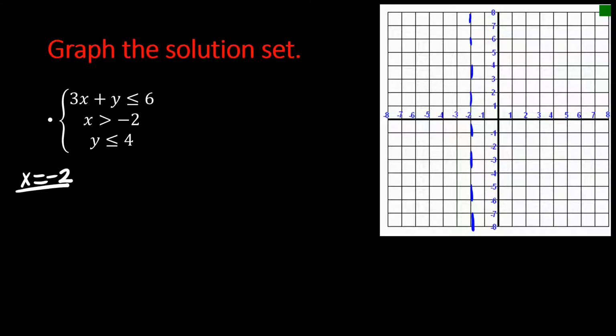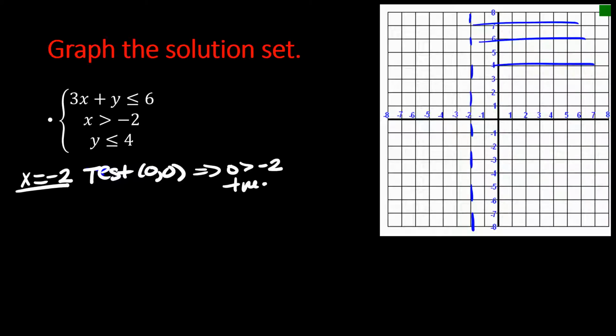But let's go ahead and test 0, 0 since we've been testing. So 0 is greater than negative 2, which is a true statement. So we're going to be on the side where 0, 0 is located.